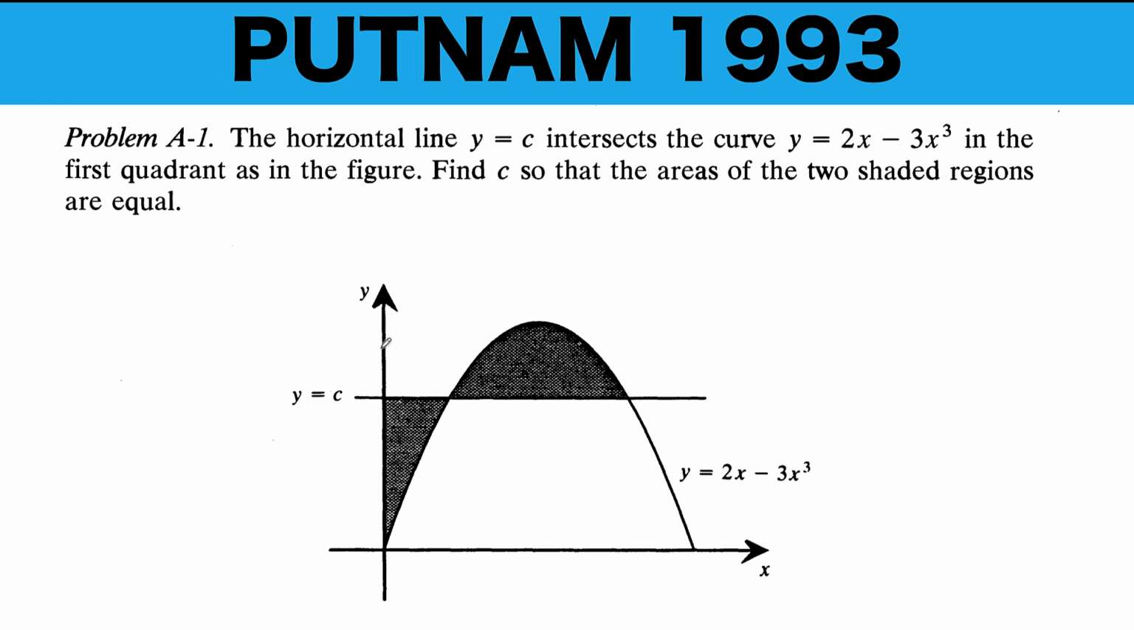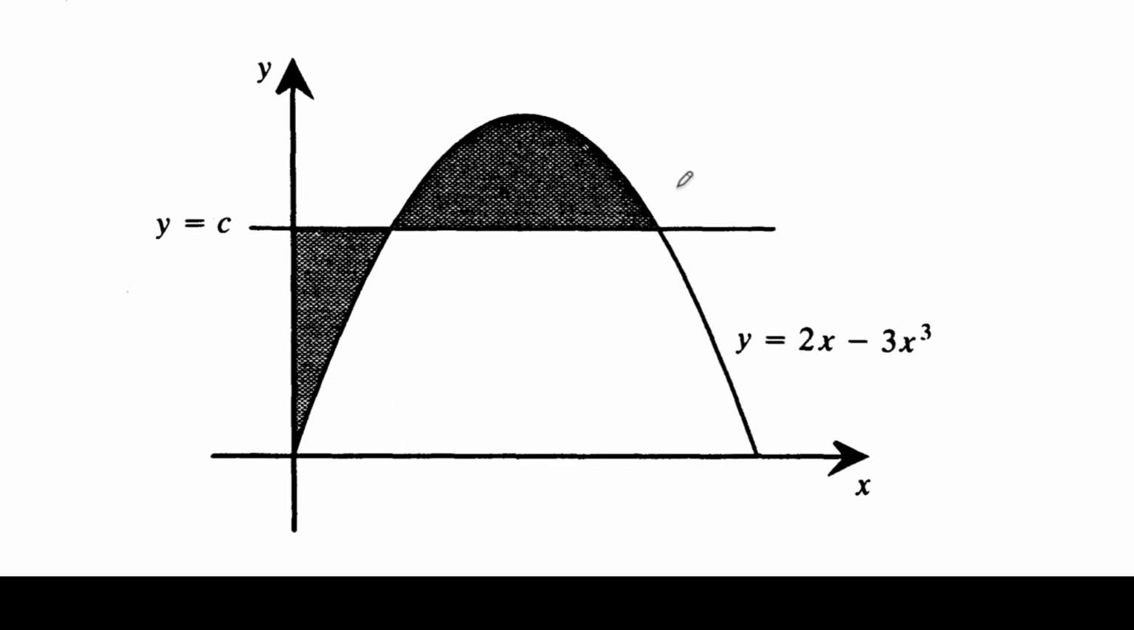Here's the problem. A horizontal line y equals c intersects the curve y equals 2x minus 3x cubed in the first quadrant, as in the figure below. Find the value of c so that the areas of the two shaded regions are equal.